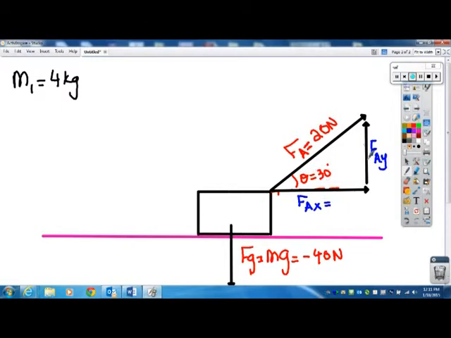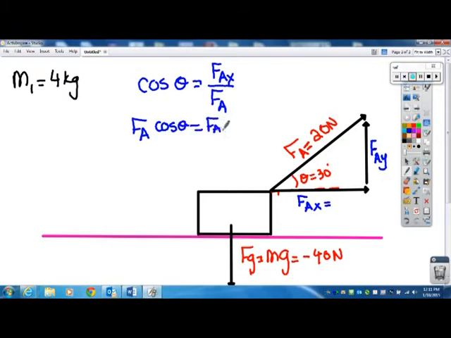How do you find FAX and how do you find FAY? Well, it's very easy. You're going to simply use cosine theta and sine theta. So cosine theta, and your theta is 30 degrees, is equal to adjacent over hypotenuse. Your adjacent side is FAX. Your hypotenuse is FA, 20 newtons. I'm going to leave it as FA for now; you can plug in whatever numbers you want depending on the problem you have. To solve for FAX, you multiply both sides by FA. So FAX is simply the hypotenuse, FA, times cosine theta. 20 newtons goes in for FA, and you multiply it by cosine 30 degrees.